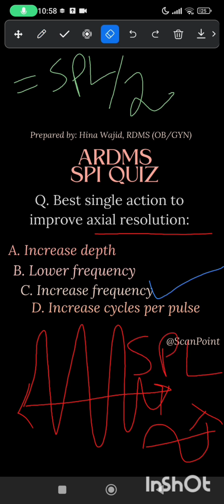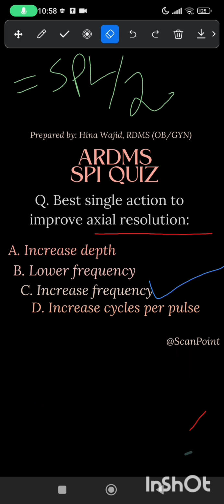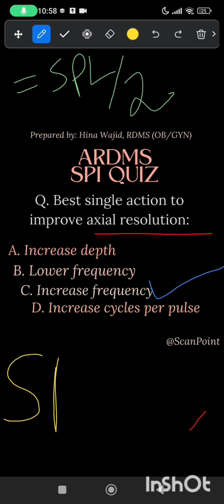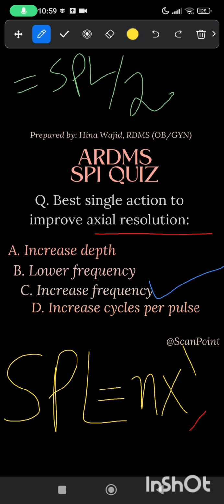Now what is the formula of the SPL? SPL equals number of cycles multiplied by wavelength. It is the formula for the SPL. So axial resolution was SPL divided by 2. And the shorter the SPL, the better the axial resolution is.